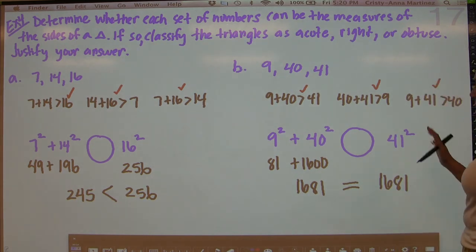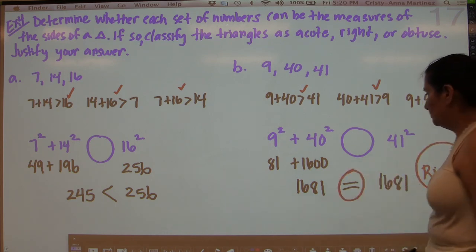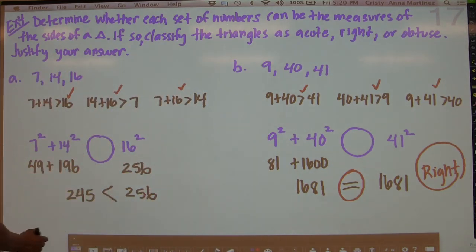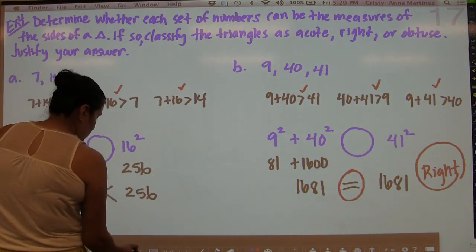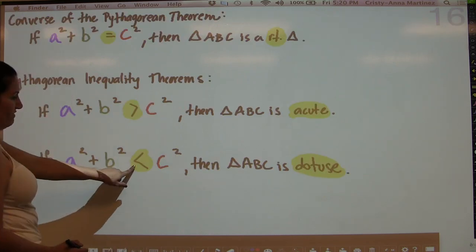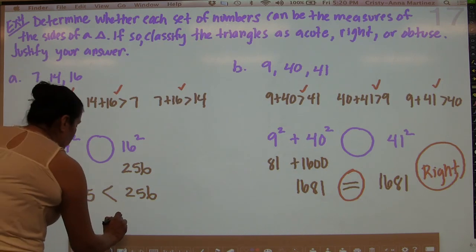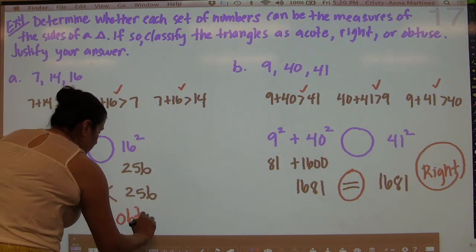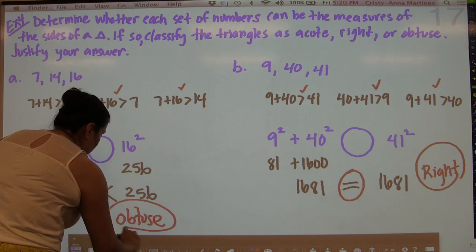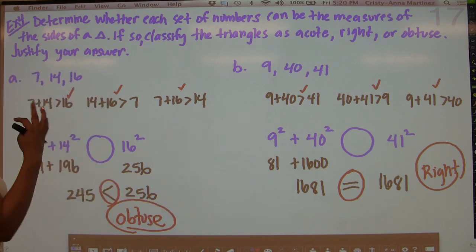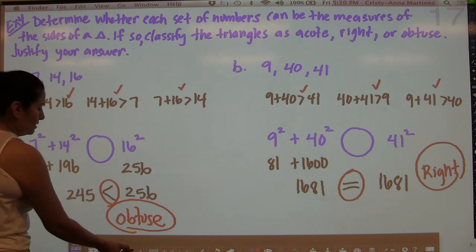So we know that B is a right triangle because they are equal. And in the case of the less than, this is going to be an obtuse triangle. You'll notice, remember, that if it's a less than, it's going to be obtuse. An obtuse triangle, okay, because it's a less than. Had this been a greater than, then it would have been acute. So that is how you classify the triangles.